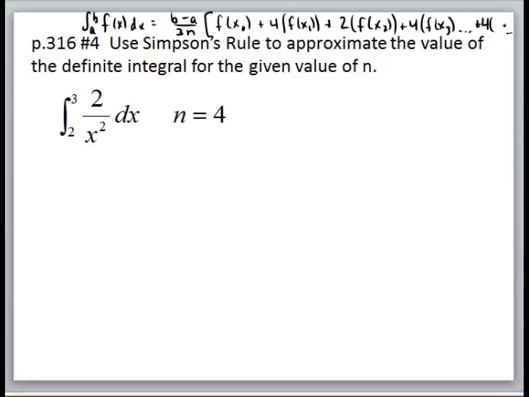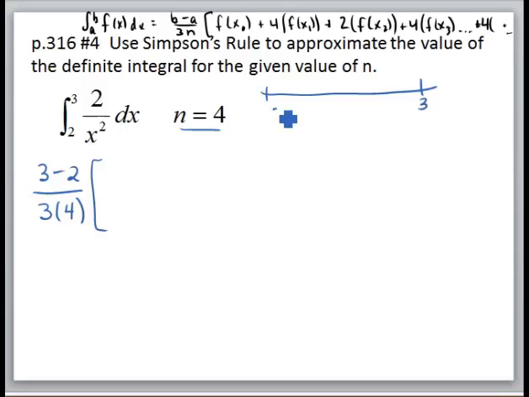So we're going to start out by taking the b minus a part, so it would be my upper bound minus my lower bound, all over 3 times the number of times I'm breaking this up into, which is 4. And then we'll just start plugging in the values. So again, I'm going to be using those same values as I did on the last problem. I'll be using the 5/2, I'll be using the 11/4, and I'll be using the 9/4. Those are broken up into equal subsections.